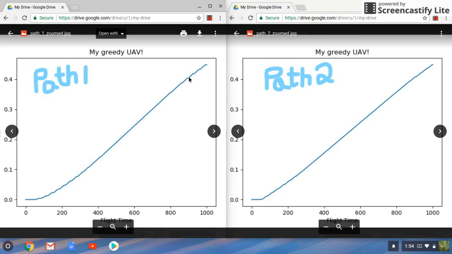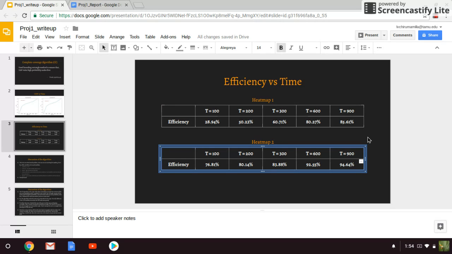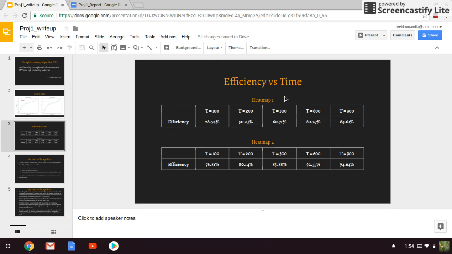But it catches up to path 2, and at t equal to 900, the CDP is almost the same in both graphs. However, when I observe the efficiency, it's still lower than that of heat map 2. To understand this, I recorded the b values and observed that they're consistently higher for heat map 1 compared to heat map 2, even at t equal to 900. So both these reasons, lower CDP initially and high b value, led to the poor efficiency of heat map 1.